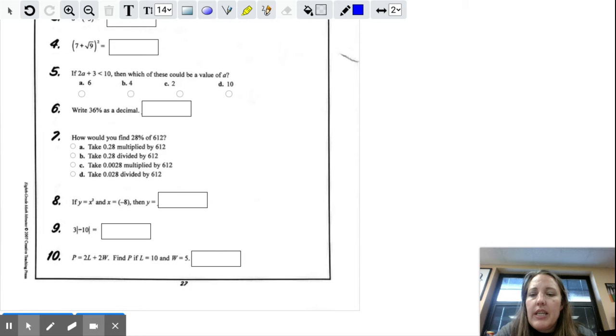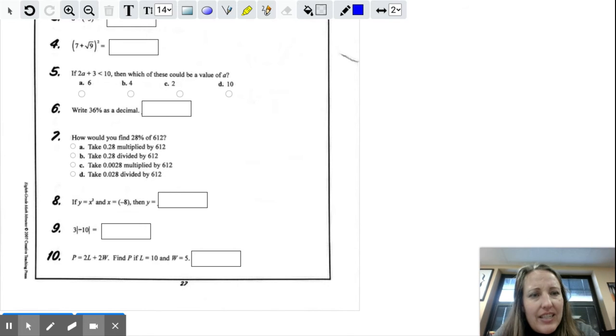But really, taking 28% of 612, probably the easiest way to think about it is I'm going to take that percent, 28%, and make it a decimal, okay? Because with percentages, I really can't compute. So, wow, why on earth did I say 16? That makes no sense whatsoever. 28 hundredths. So now I can compute with that decimal.